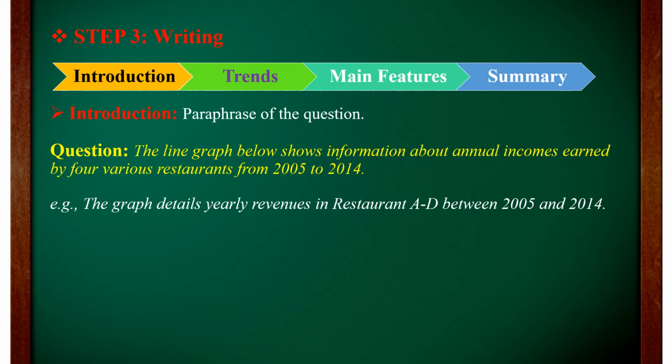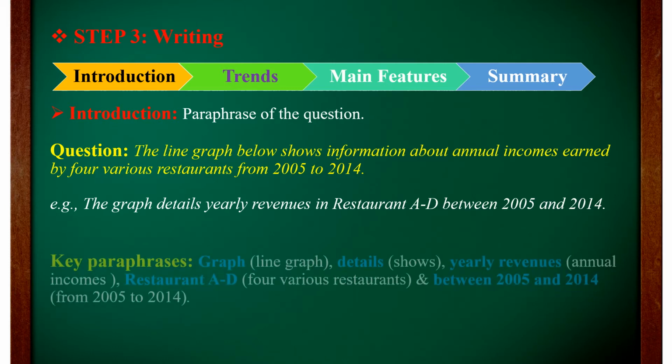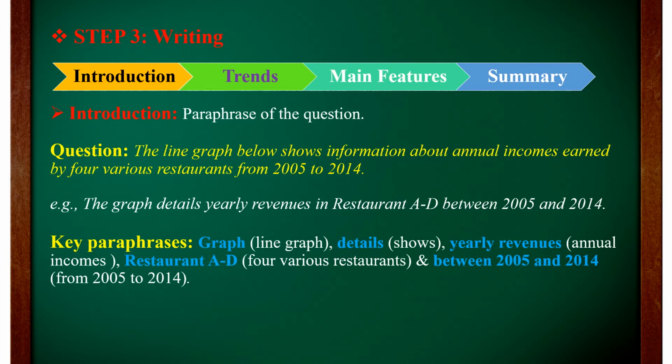As you see, I employ other words that still maintain an identical meaning to the question. For example, I use the word graph instead of line graph. I use the word detail instead of show. I use the word yearly revenue instead of annual income. Then I use the words restaurant A to D instead of 4 various restaurants. And finally, I use the words between 2005 and 2014 instead of from 2005 to 2014. So one takeaway from this section is paraphrase is a key to score a high band.